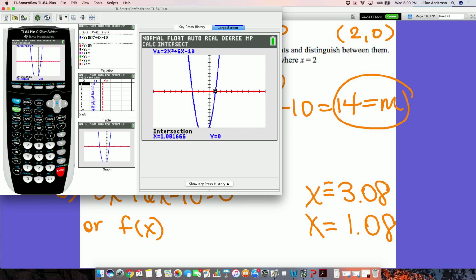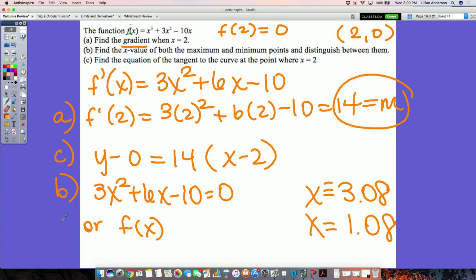For mine, I had to do the left bound and right bound for each one. How did you do it just once? Because all I was doing was looking for the intersection between this function right here and 0. So if you're going to use the derivative, then you can use the intersect feature. But if you're going to use the original function, you need to use the maximum and minimum features of the calculator instead. So depending on which method you decide to go through, you're going to end up using different things. Okay? Other questions?